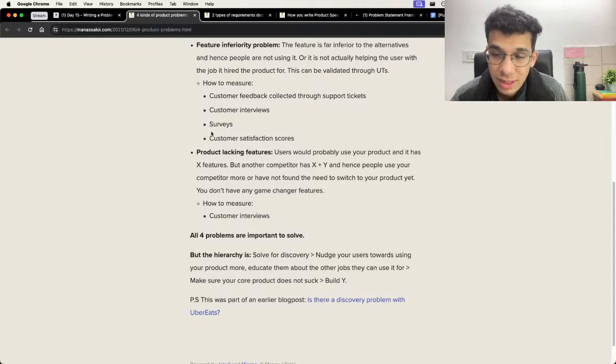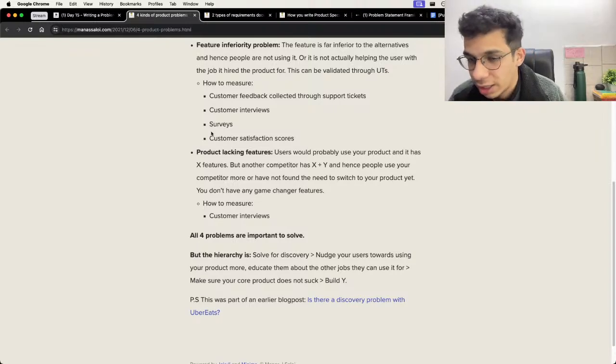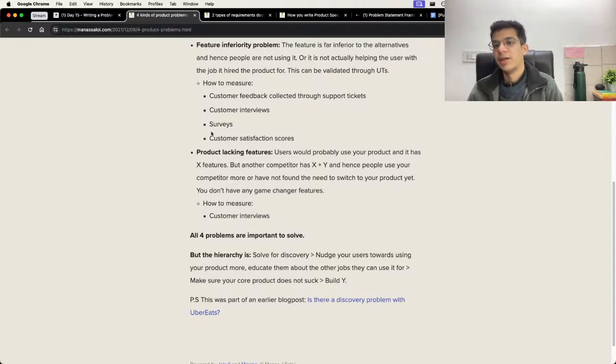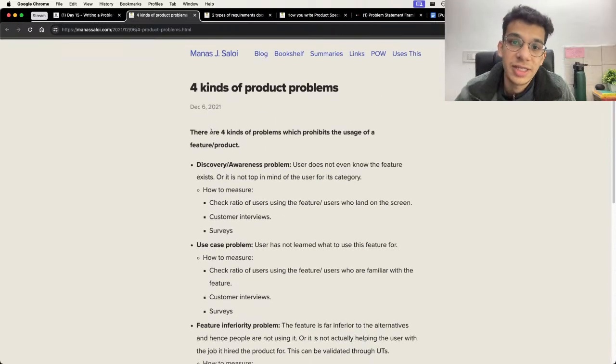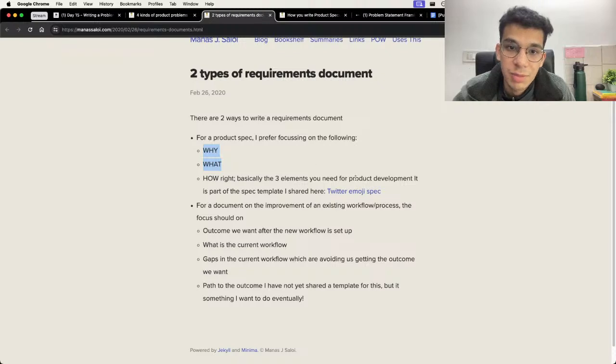So always solve for discovery, because things are available to the customer. It's just a matter of trying to play around and explore the product features available. But building why is not really easy, because there are a lot of strings that you can pull and decisions, or ways that you can go about solving for the build why problem. But these are typically four categories that you can divide your product problems into and build products for. And we also have the two types of requirements.